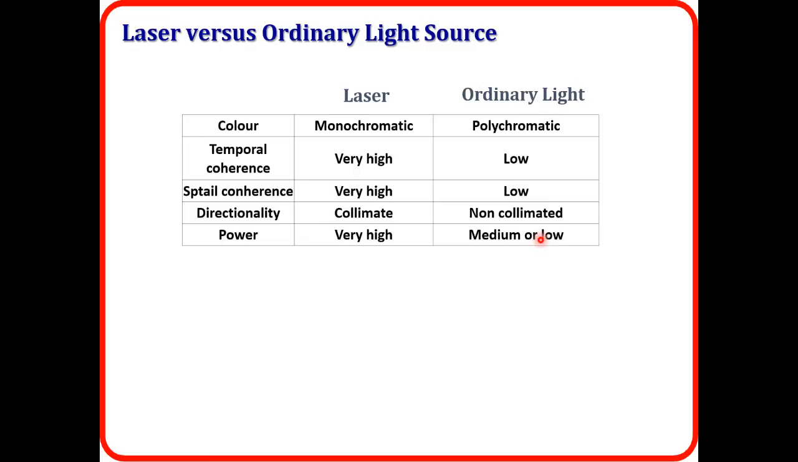Another thing that I want to discuss is the money. Lasers are still a bit high end, whereas light bulbs are not. But if for your application it doesn't matter that you have low temporal coherence, then of course you go for ordinary light, because if you are trying to develop an application, of course you will try to cut down the cost. Therefore, in this case, ordinary light will be sufficient.